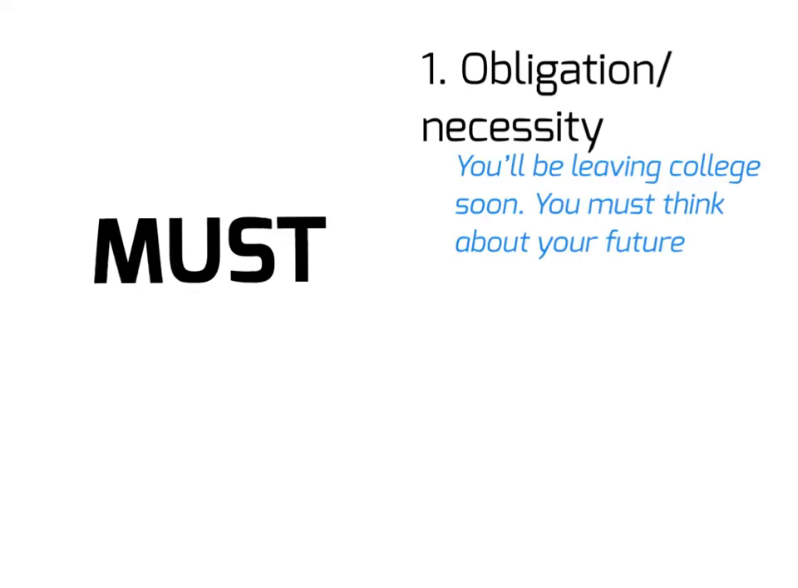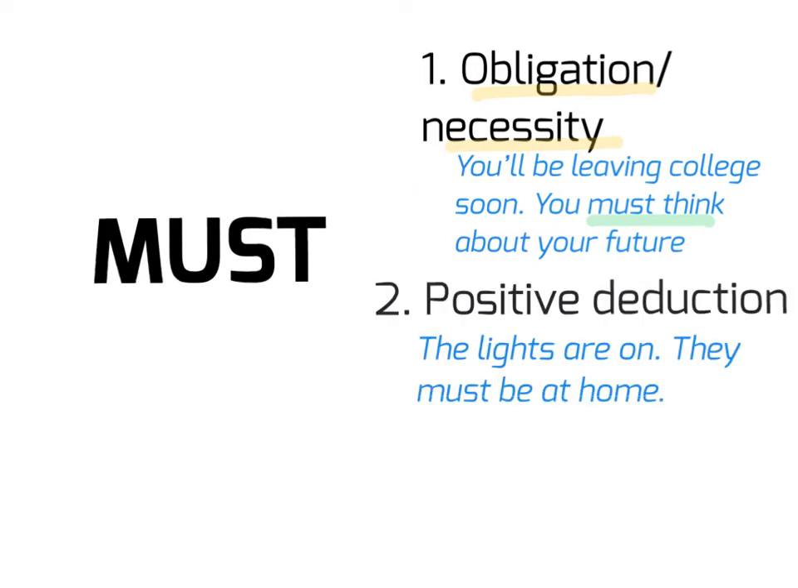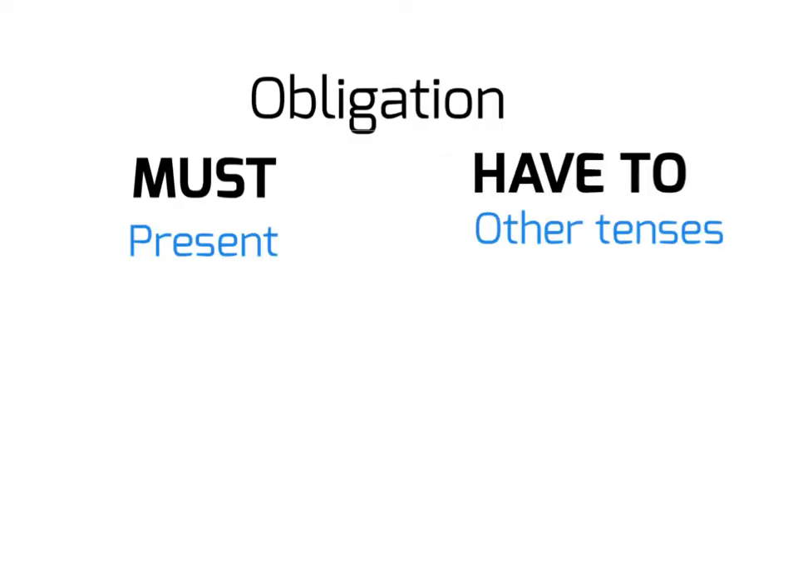Now is the turn of must. The first use of must is when we express obligation or necessity. For example, you'll be leaving college soon, you must think about your future. It is necessary for you to think about your future. A second use for must is positive deduction. For example, the lights are on, they must be at home. It is when we are certain, we are sure that something is true.